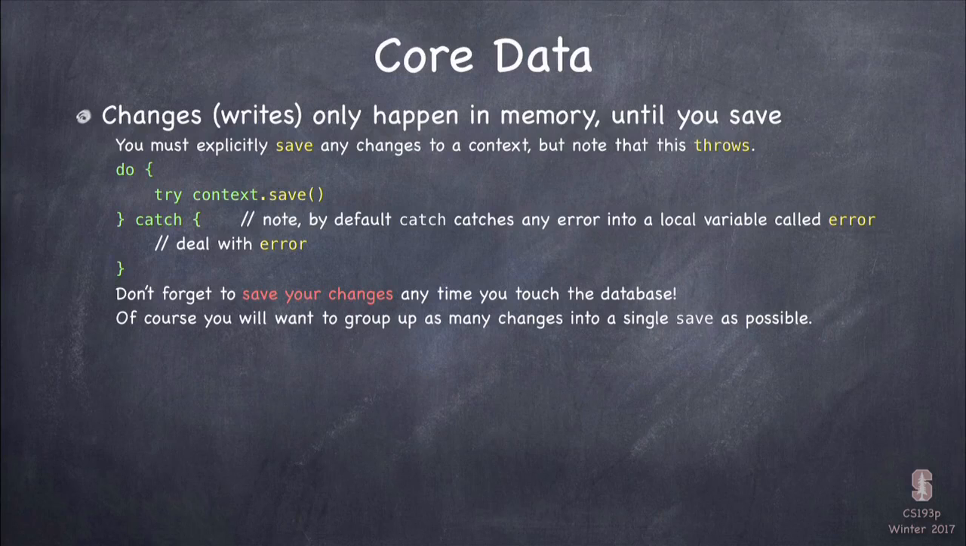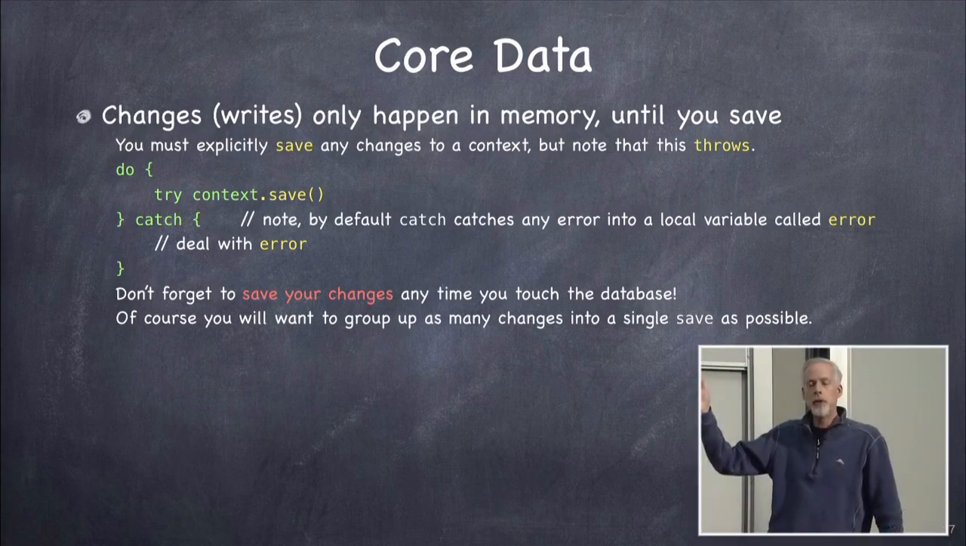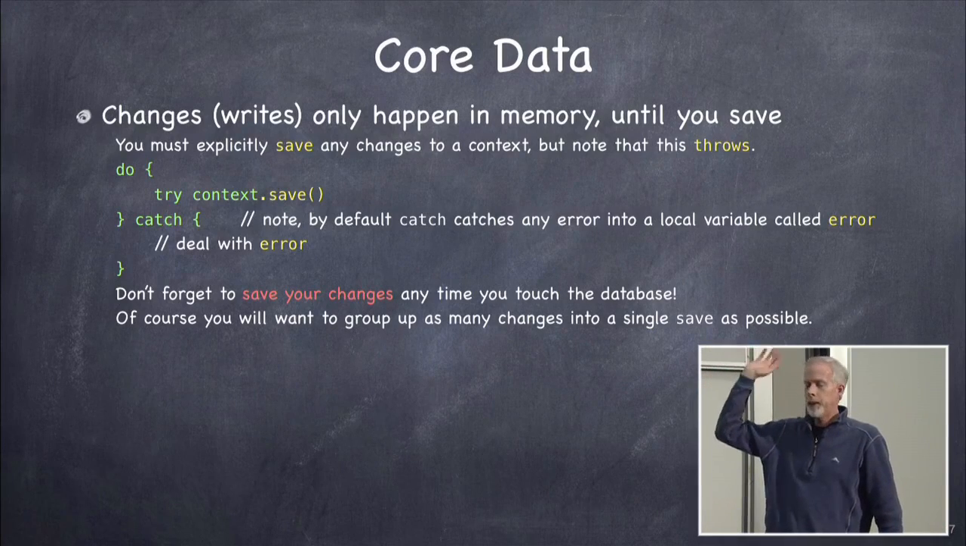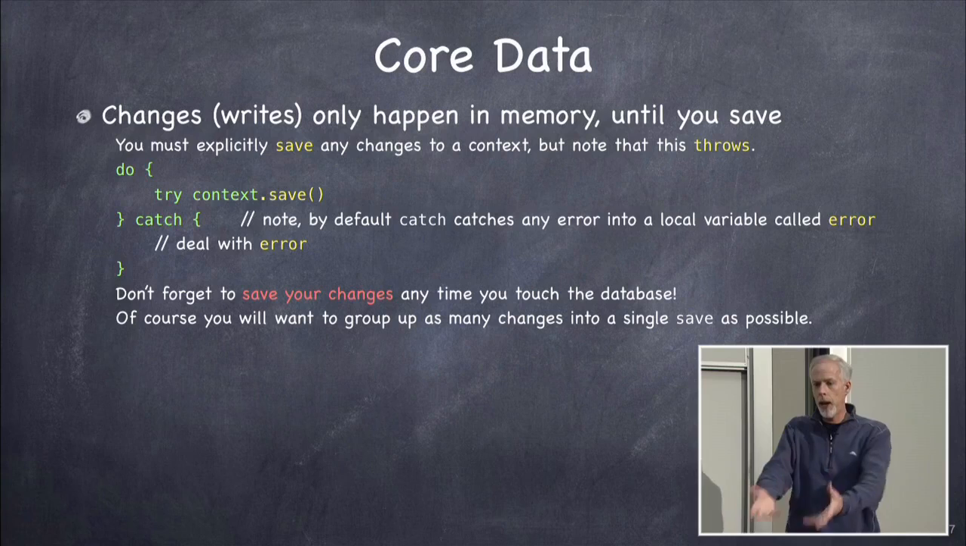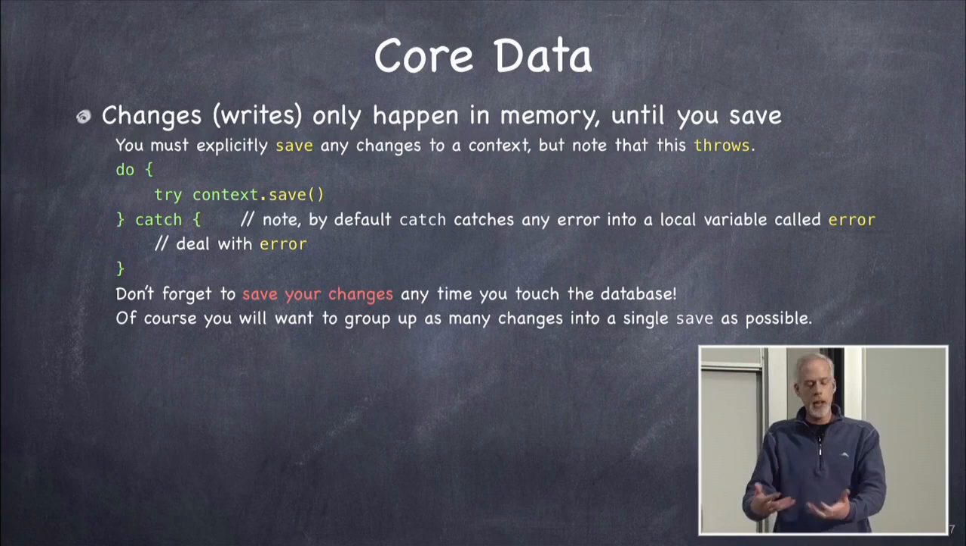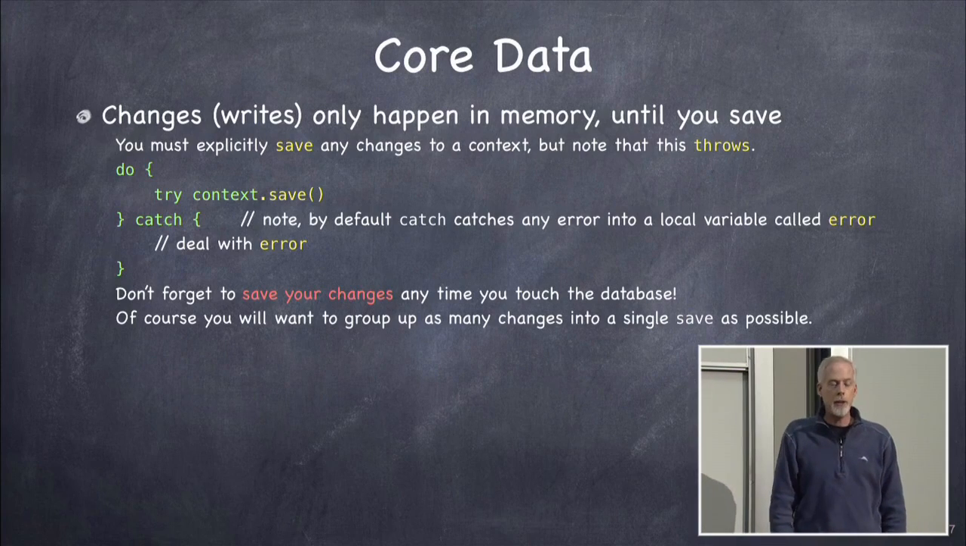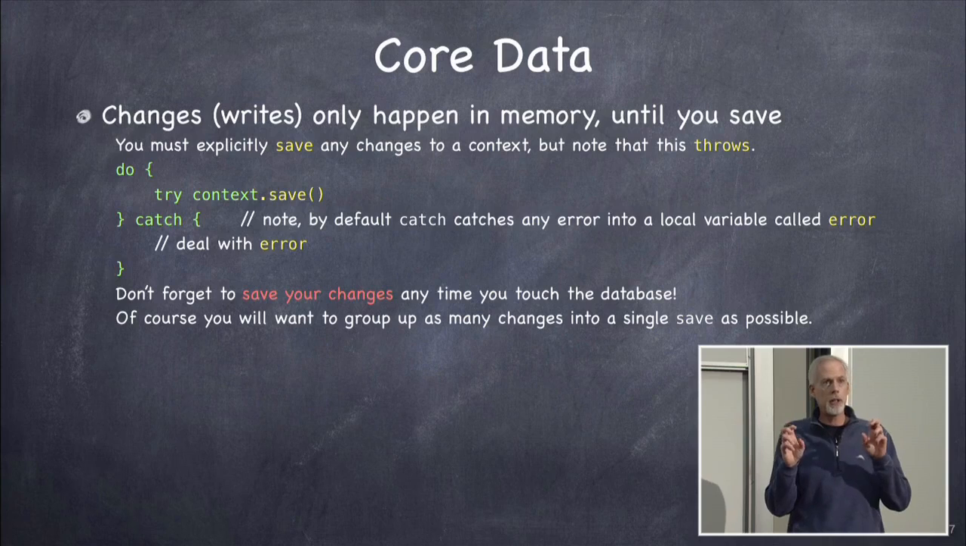So anyway, that's the keys and values. Pretty straightforward there. In fact, we're going to talk about saving right now. You're doing a nice lead in. So yeah, all these changes that you make with set value and even insert entity description for entity name into context, whatever that thing is called, all that stuff only happens in memory. If you want it to actually happen permanently in the database, you need to save it. And you do that by telling the context, like that view context thing, to save with the method save.